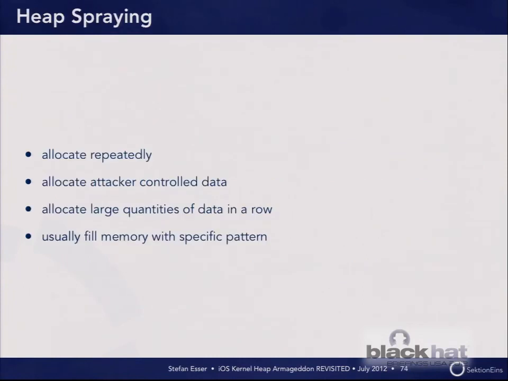Okay, let's look again. Heap spraying means we need something to allocate repeatedly. We need to be able to allocate attacker-controlled data. We need to be able to allocate large quantities of data in a row. And usually we want to fill the memory with some specific pattern.